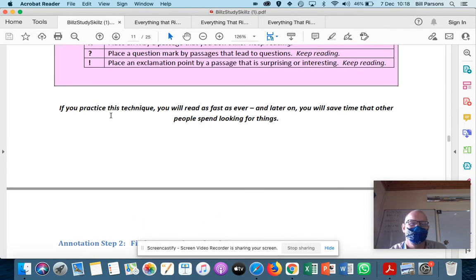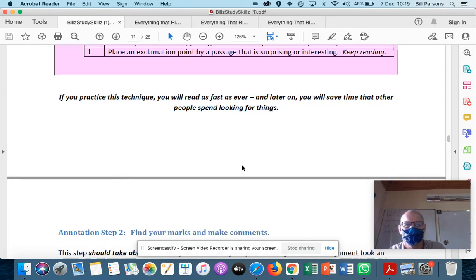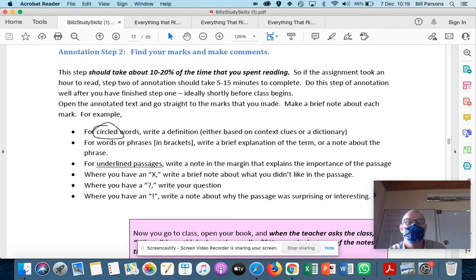If you practice this technique, you'll read just as fast as you always do, and later on, you will save the time that other people spend looking for things. Remember, in the exam, you're going to have a pretty short amount of time, so you don't want to be searching for passages that you find interesting or meaningful. For step 2, it shouldn't take very long, 10 to 20% of the time that you spent reading it the first time around.